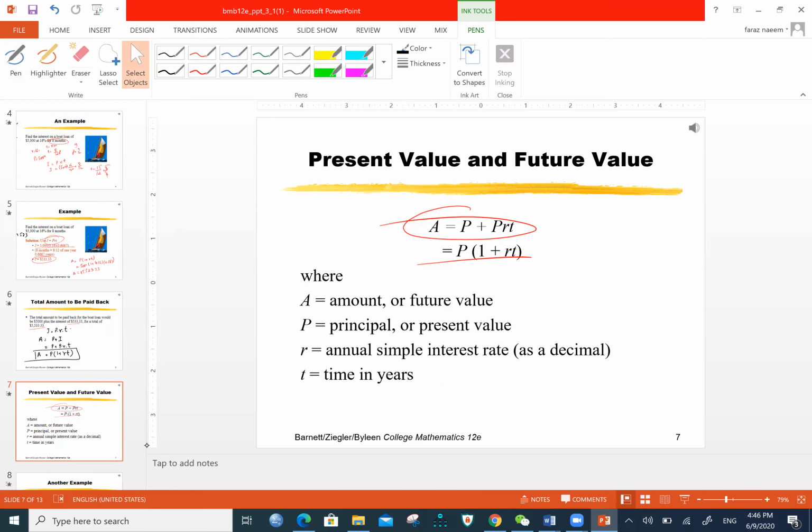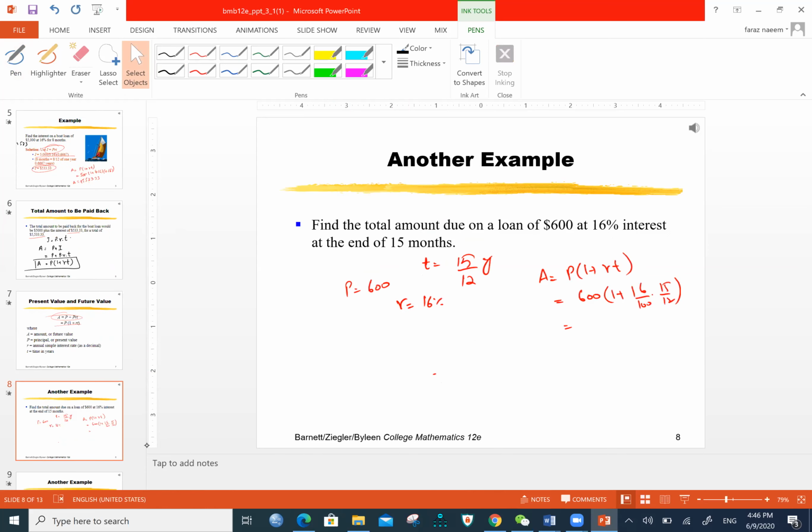Okay. So here we have already discussed this formula, and we solve one more example. Find the total amount due on a loan of $6,000. This is your principal amount, 6,000, at the rate of 16%. R is 16%. Time is 15 months. So T equals 15 by 12 in years. You can simply substitute to find how much amount is due.